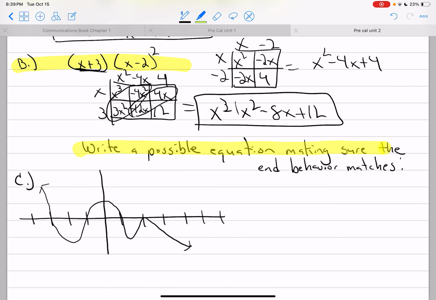Write a polynomial equation, making sure that the end behavior matches. Ultimately meaning making sure that you're telling me, is it positive or is it negative? All right, so why don't you go ahead and draw this graph right here. And after you've drawn that graph, tell me now, what is the equation? Pause and give me your possible equation. We don't know the a value, but I do know if it should be positive or negative.